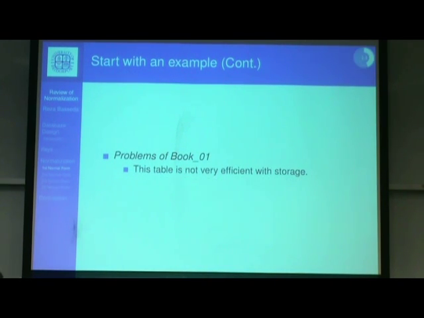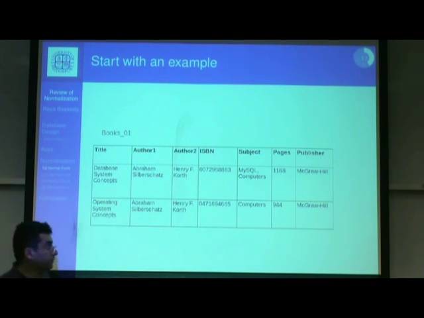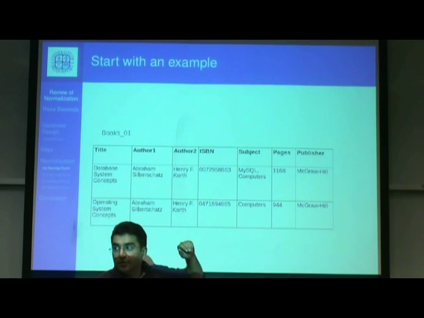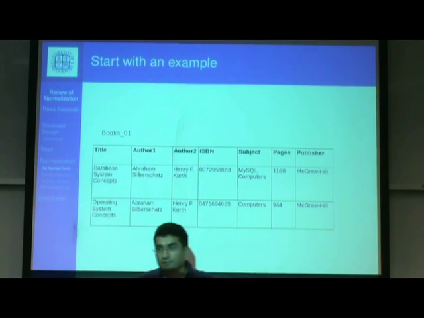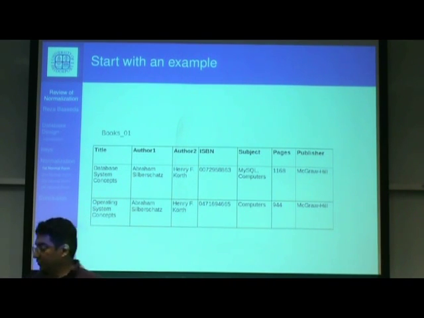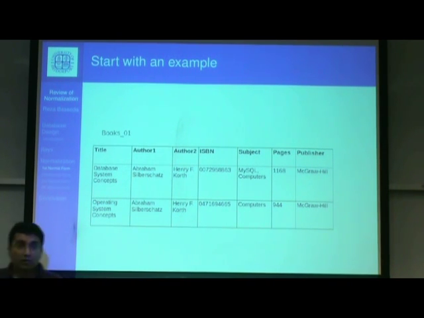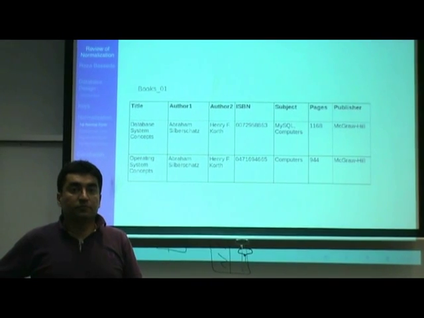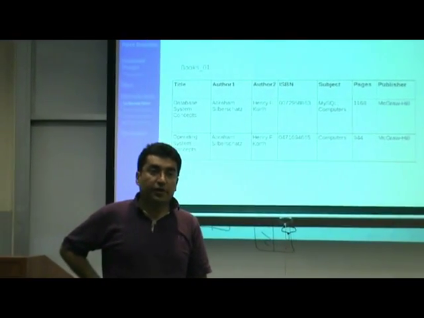Why is the table not very efficient for storage? Focus on this part. Because the same author might have more books, which means there will have to be more rows of the same author having different entries. As a result, there will be more storage for a single author than if you could group them for a single author. Let me correct it this way.